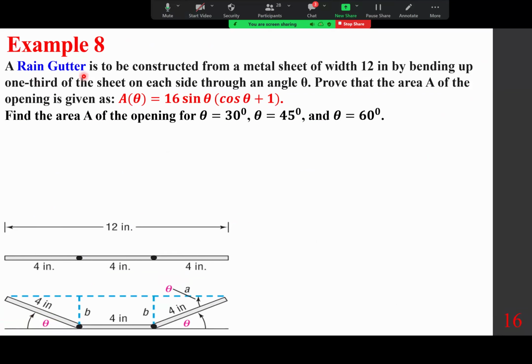Example 8, a rain gutter is to be constructed from the metal sheet of width 12 inches by bending up. So here's 12 inches. We bend it up from here and here, 1/3 of the sheet on each side. So that means 4 in the middle, 4 on the right, 4 on the left. We bend it 1/3 of the sheet on each side through an angle theta. There's some sort of an angle here, this one, and this one. They're all theta.